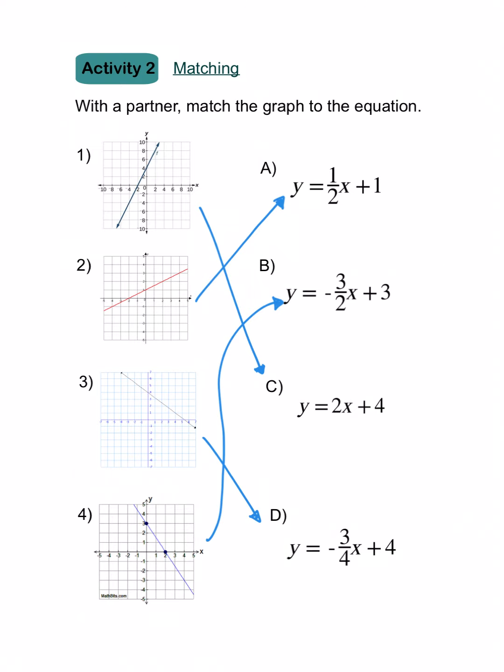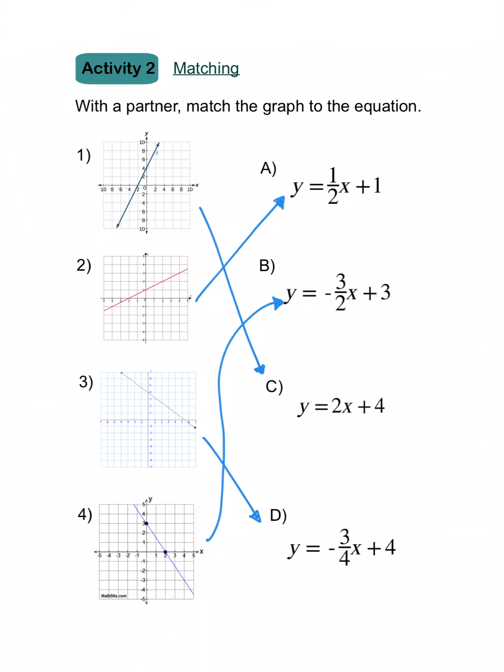Some of the things that we are looking for, remember that b value here, the end number, what we're adding, that's your y-intercept. That's where you're crossing the y-axis. I noticed this graph 1 crosses at positive 4, so it was either going to be C or D. It has a positive slope, so that's why it is C, a positive 2 slope.